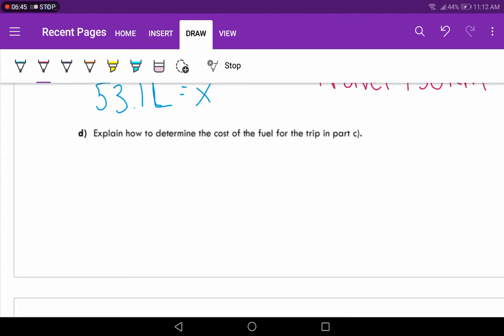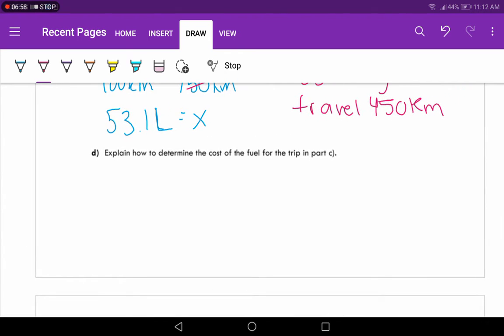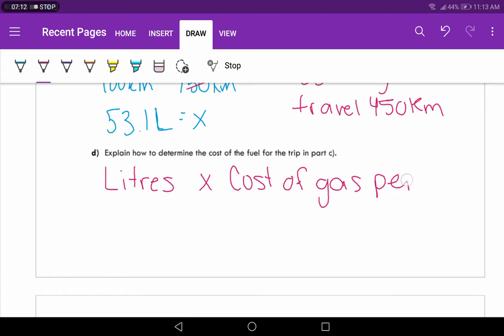Okay, part C just says, explain how to determine the cost of the fuel for the trip in part C. So to figure out the cost of the fuel, all we would have to do, we know how many liters we need, right? So all we have to do is take our liters and multiply that by the cost of gas per liter.